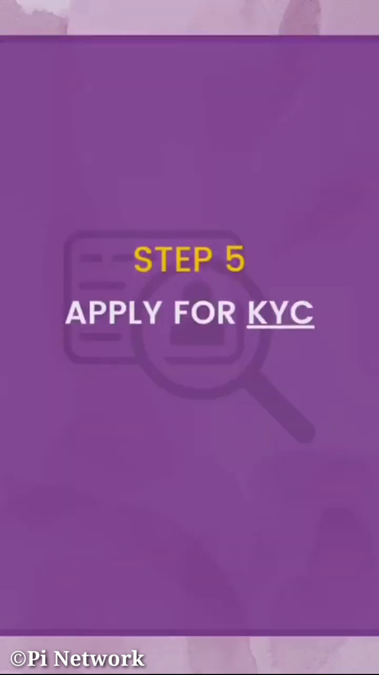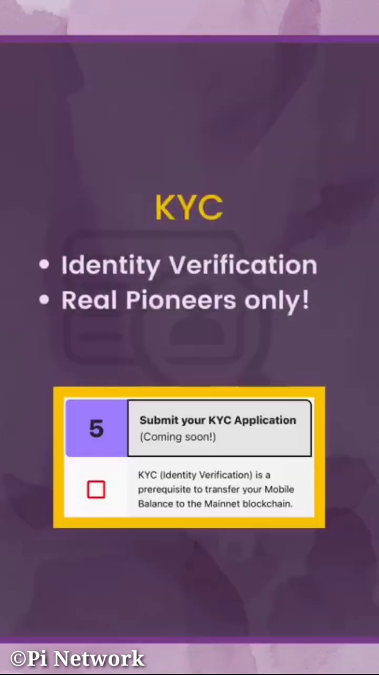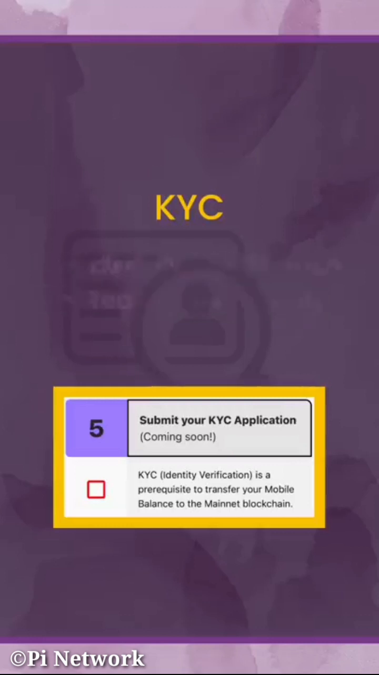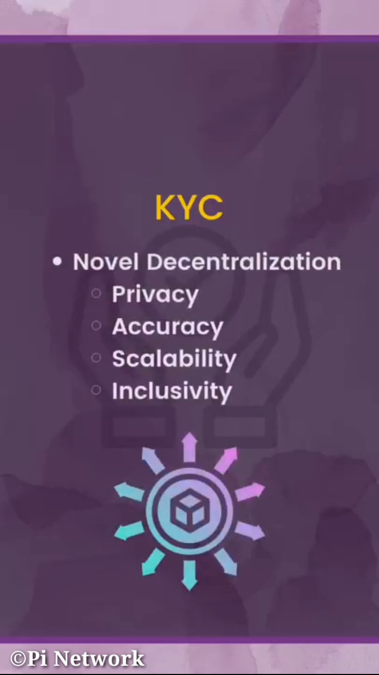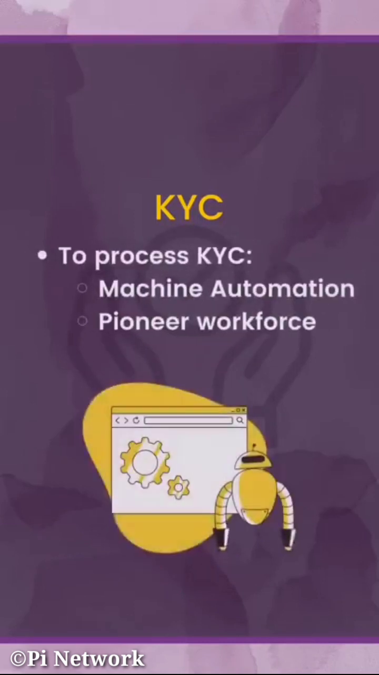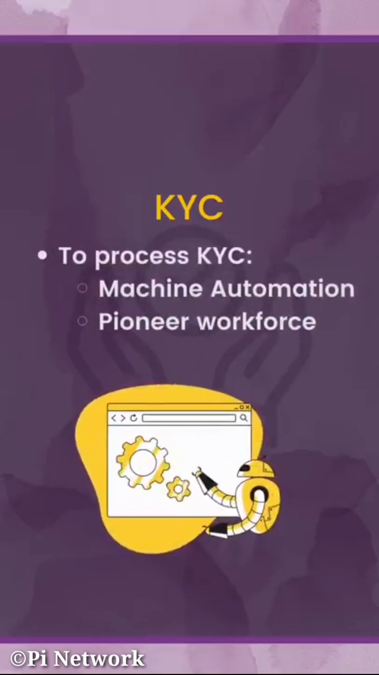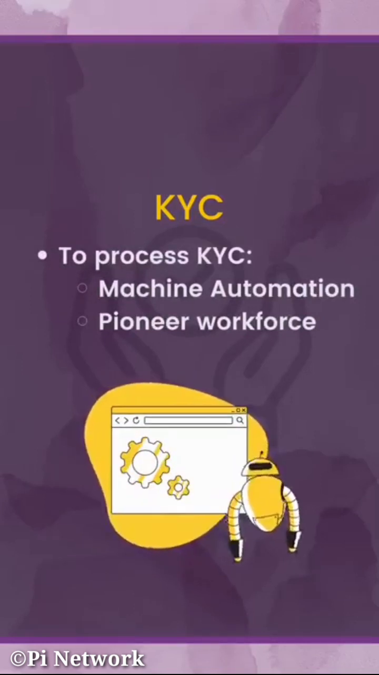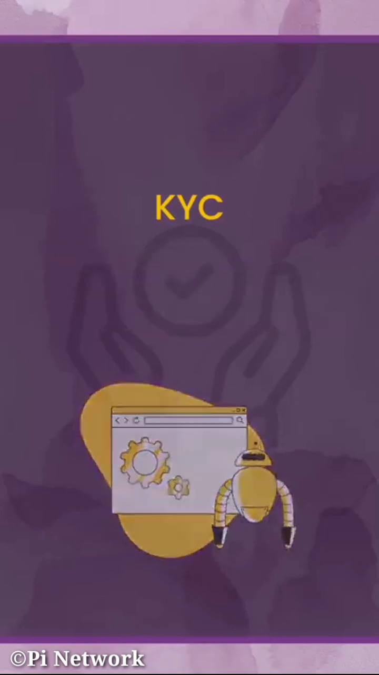Step 5. Apply for KYC. KYC, or Know Your Customer, is a procedure to first identify and then verify Pioneers' identities to comply with regulations and to ensure that Pioneers within the global Pi ecosystem are real individuals. The Pi KYC app on the Pi browser is a native decentralized solution to make KYC scalable and financially accessible around the world. It combines machine automation and crowdsourced, hyperlocal human verification to accomplish scalable, secure, and efficient KYC.